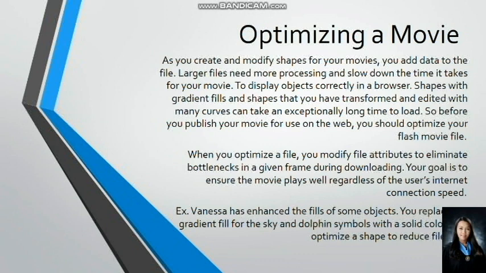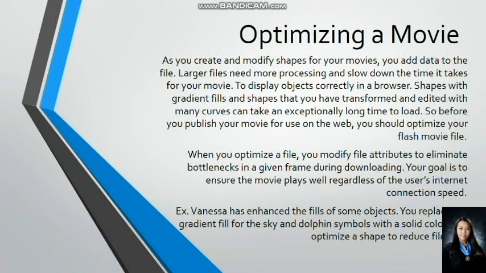As you create and modify shapes in your movies, you add data to the file. The larger the file, the more processing it needs, and it slows down the time it takes for your movie to play. To display the object correctly in a browser, shapes with gradient fills and shapes that you have transformed and edited with many curves can take an exceptionally long time to load. So why optimize? Before you publish your movie for use on the web, you should optimize your Flash movie file. And how? When you optimize a file, you modify the file attributes to eliminate the bottlenecks.